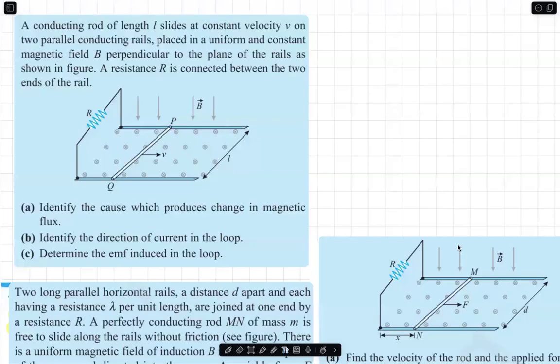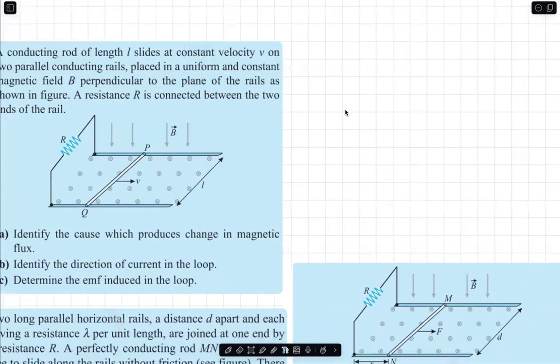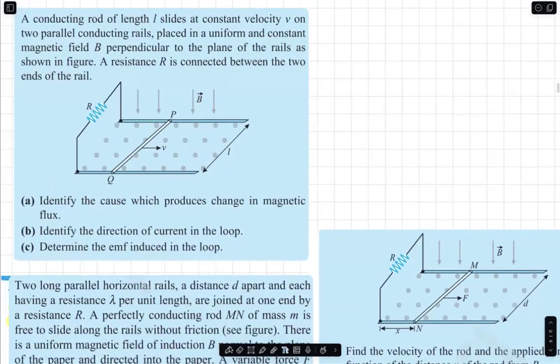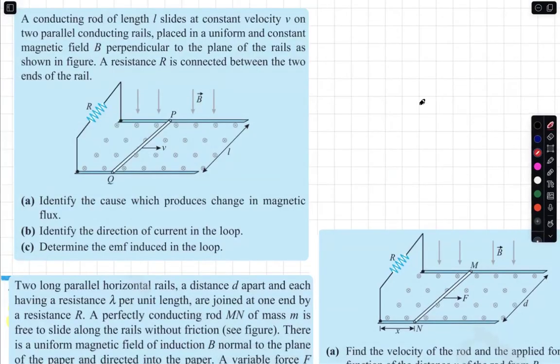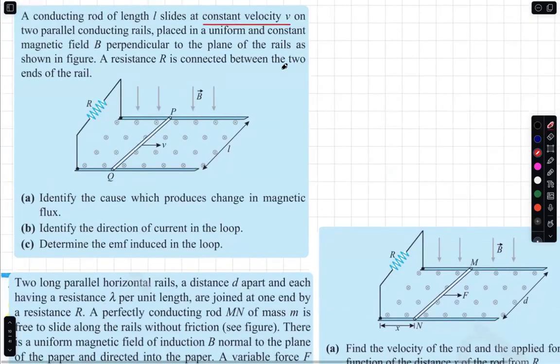Now here, a conducting rod of length L slides at constant velocity V on two parallel conducting rails placed in a uniform and constant magnetic field B perpendicular to the plane of the rails, as shown in the figure. Resistance R is connected between the two ends of the rails, right?